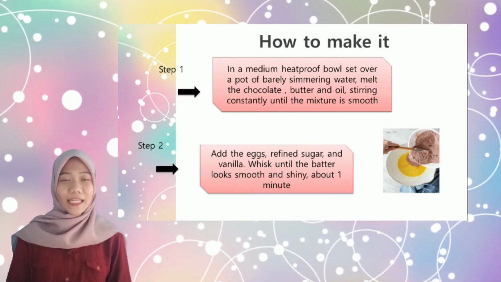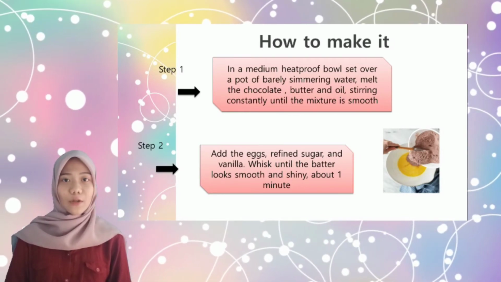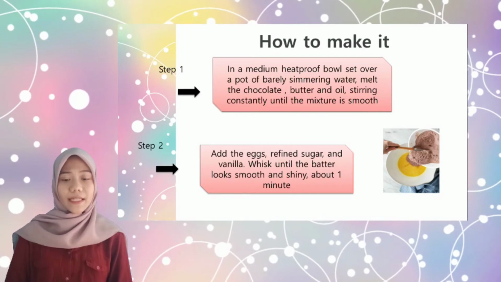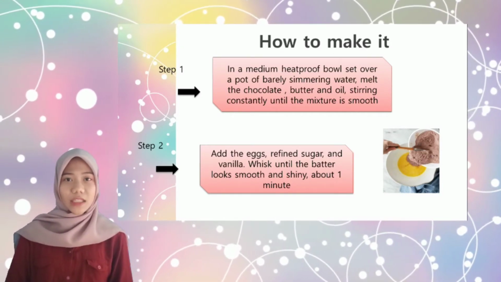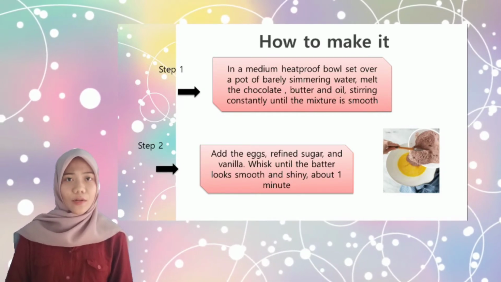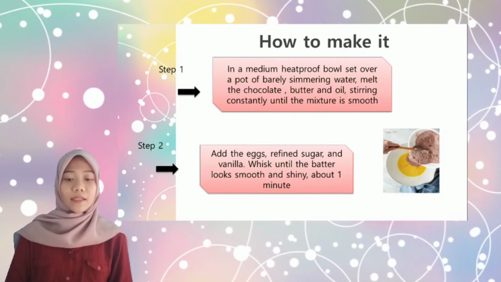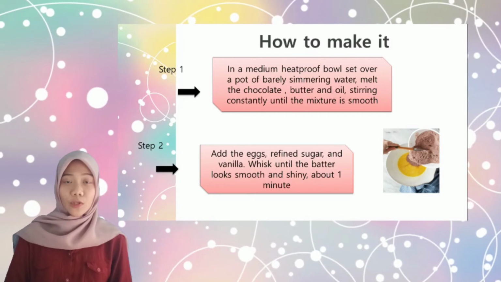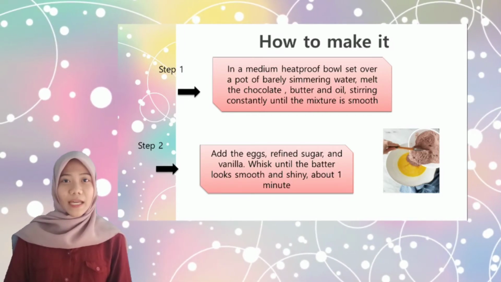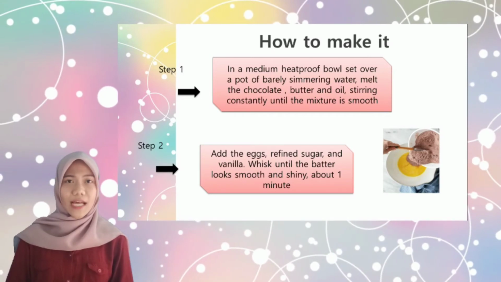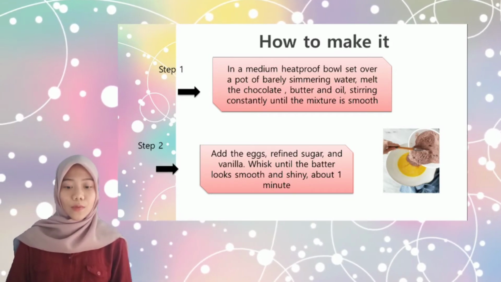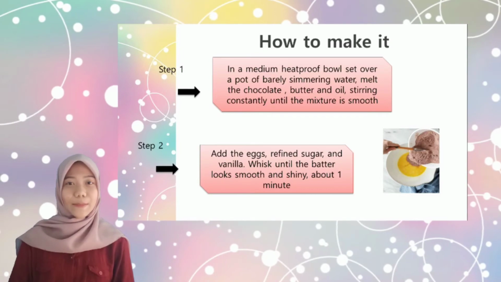Step 1. In a medium heat-proof bowl, set over a pot of barely simmering water, melt the chocolate, butter, and oil, stirring constantly until the mixture is smooth. Step 2. Add the eggs, refined sugar, and vanilla. Whisk until the batter looks smooth and shiny, about 1 minute.